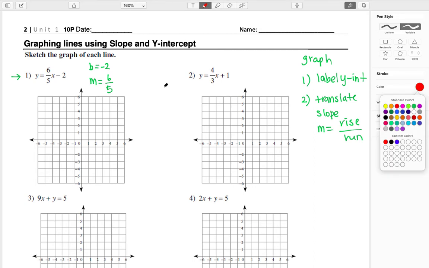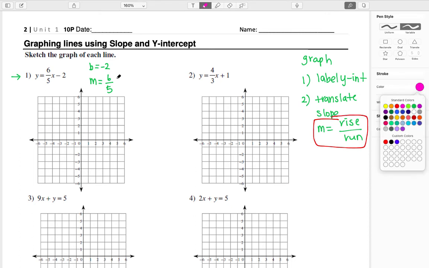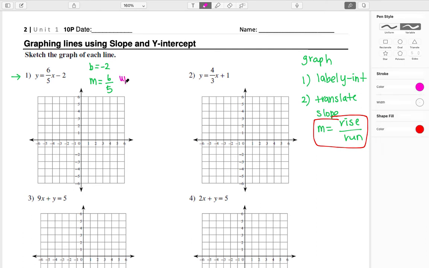So if it's 6 over 5, remember it's rise over run. So therefore, rise is 6, positive 6. So I'm going up 6, and the run is left or right. So rise is up or down, run is left or right. So if it's positive 5, we're going to go right 5.